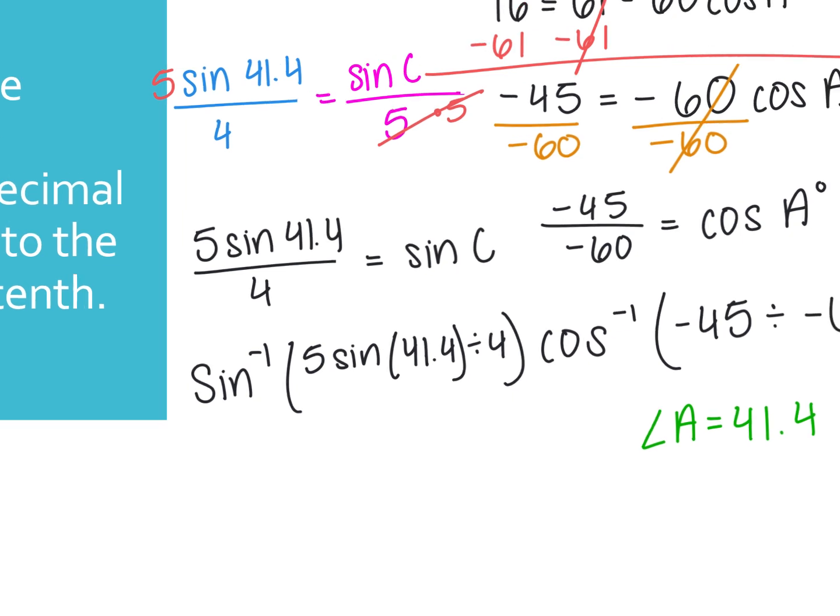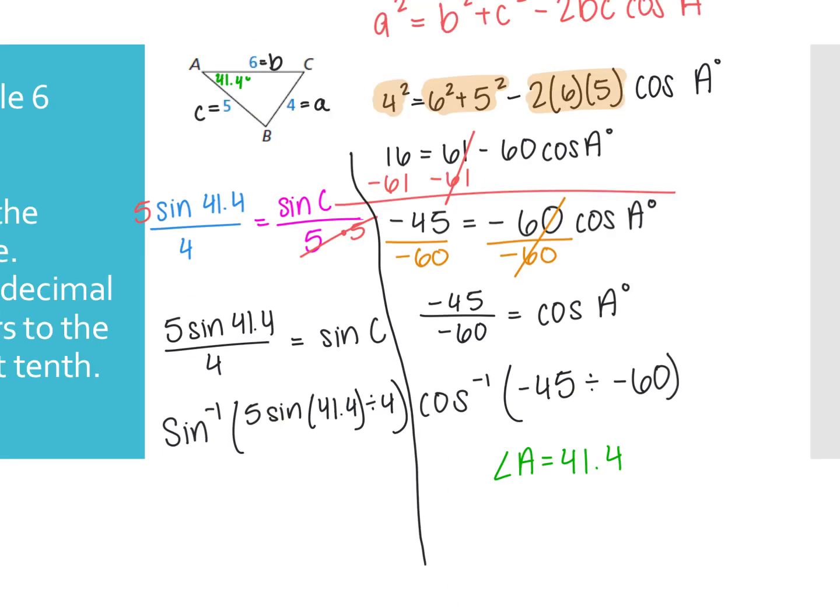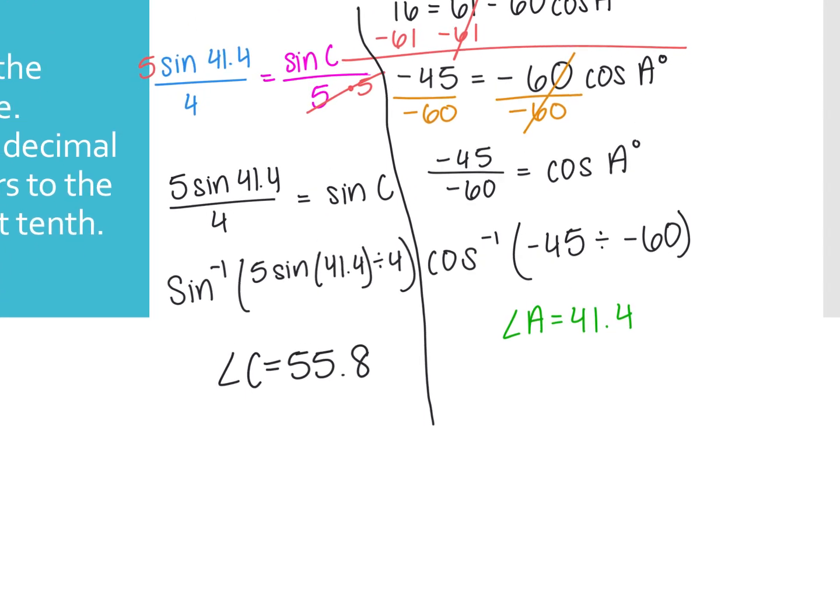Just so you're not getting confused, I'm going to draw a line here. Here we go. All right, your answer for angle C. Angle C is 55.8 because we're rounding to the nearest tenth. It's 55.75, so round it up. Go ahead and solve for angle B on your own.